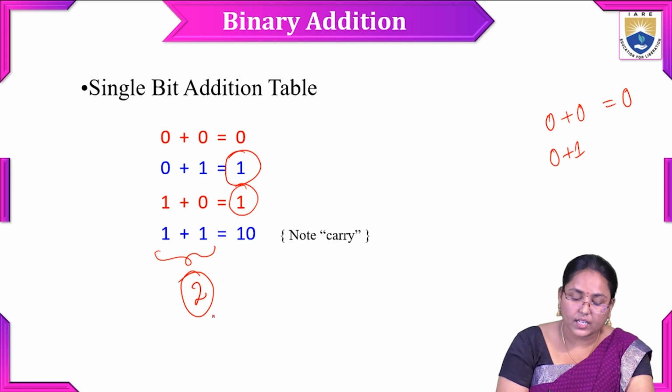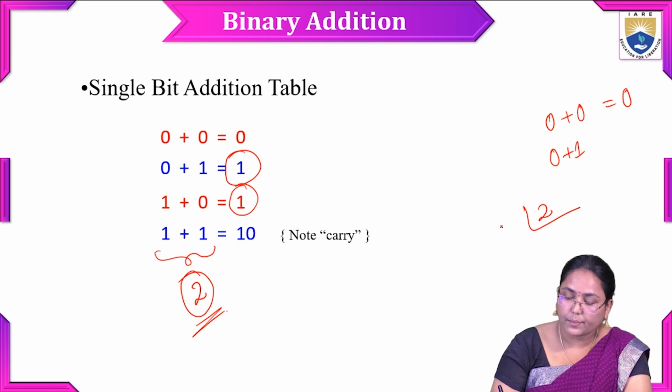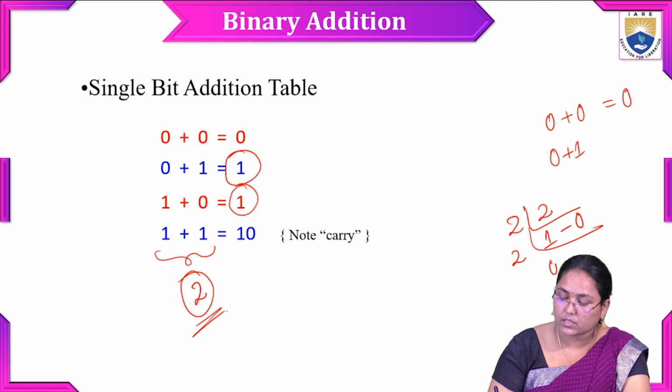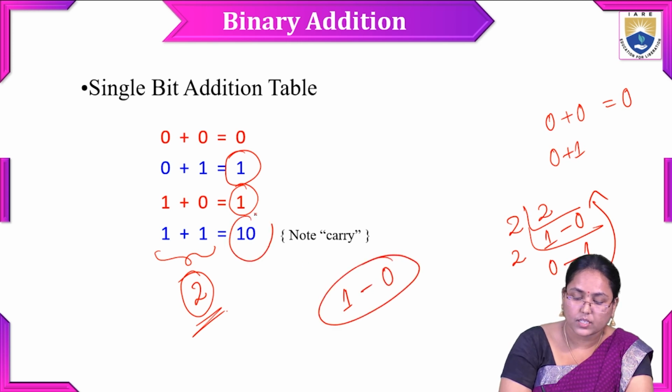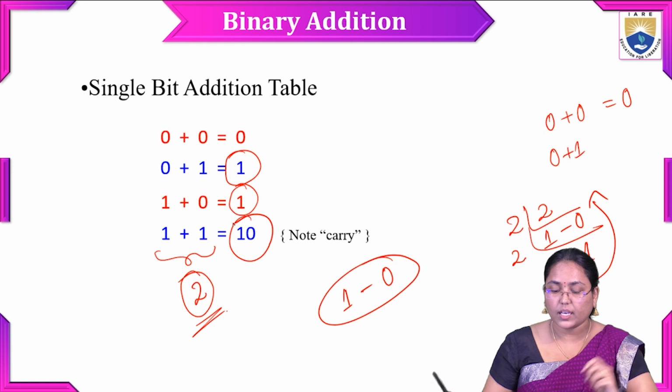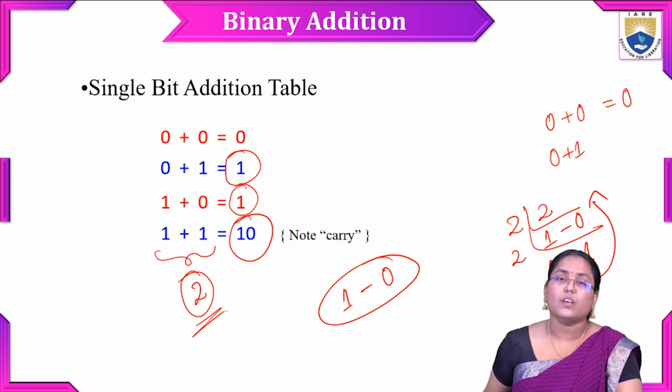But here I can't write this result 2 in the decimal format. Rather, I need to convert it into binary format. So for this decimal number 2, 2 ones are 2 and the remainder is 0, and 2 zeros are 0 and the remainder is 1. So if I write it in binary format, it will be 10. Whenever we do this single bit addition of these two numbers, we need to do it in this way.